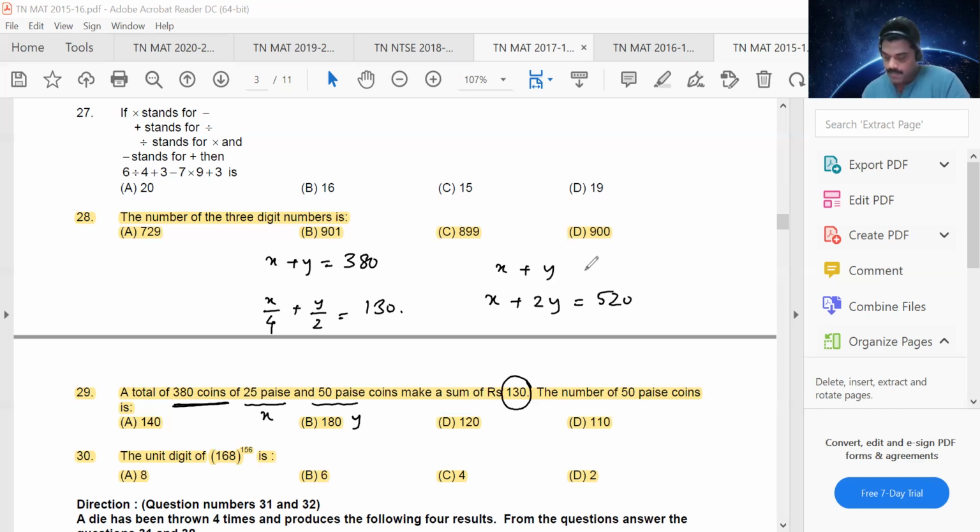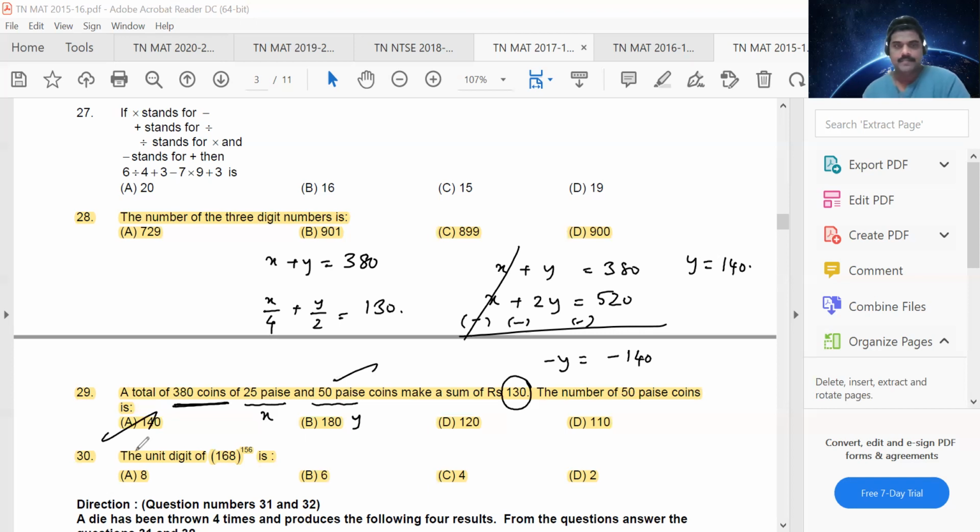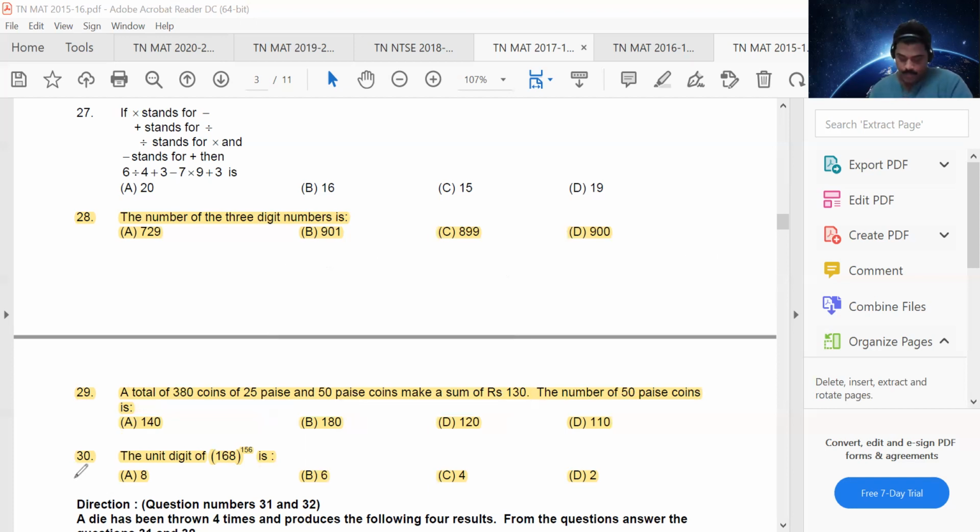So you will have two equations over here. Upon subtracting and solving, you get y is equal to 140. So the number of 50 paisa coins is 140. Very simple. We have done this model of question previously. This is the same as your marks question. Next, moving on to question number 30.